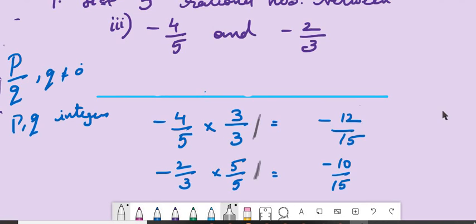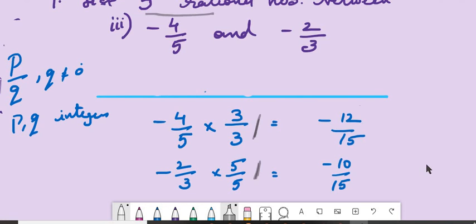But is this interval sufficient for you to write 5 rational numbers in between? See, one number is minus 12 by 15, the other one is minus 10 by 15. You can write a maximum of just one number, which is minus 11 by 15, in between these two numbers. But what we require is 5 rational numbers. So definitely you will have to expand this interval a little. How do we do this?